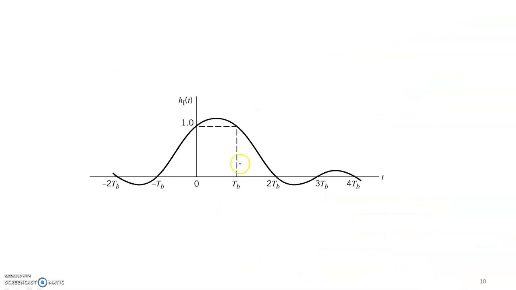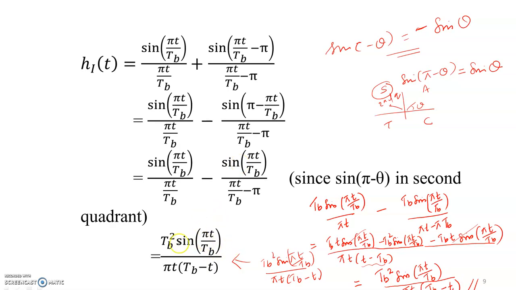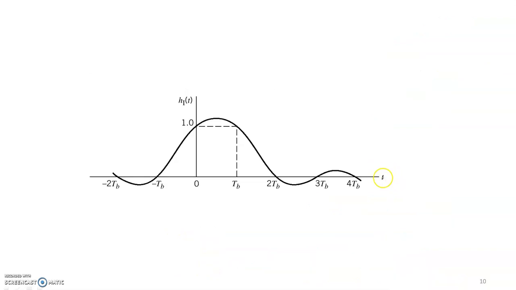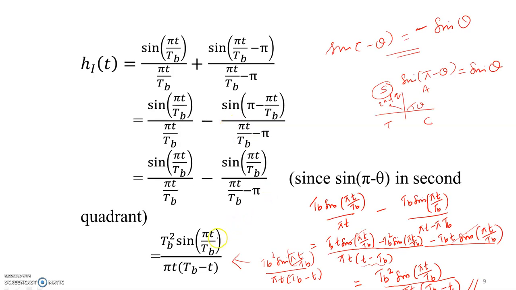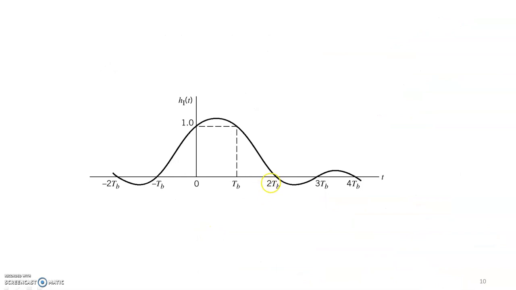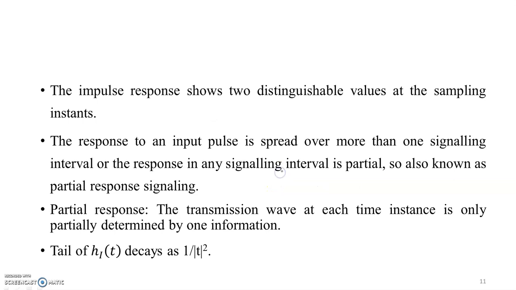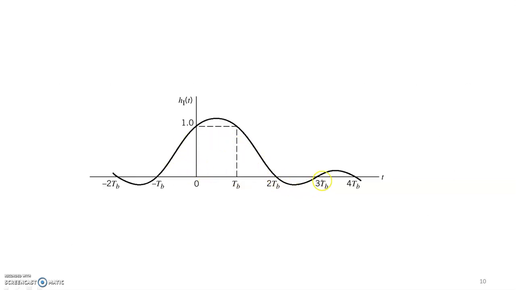Okay, so now you can plot it. You just see your expression: sin(πt/Tb) into Tb² by πt(Tb − t). When you plot it as a function of time, you find out the value for t equal to 0. Substitute t equal to 0, you will get the value as 1. Substitute t equal to Tb, again you will get a non-zero value. Then substitute t equal to 2Tb, you will get the value as 0. Okay, so this is the impulse response of your system.